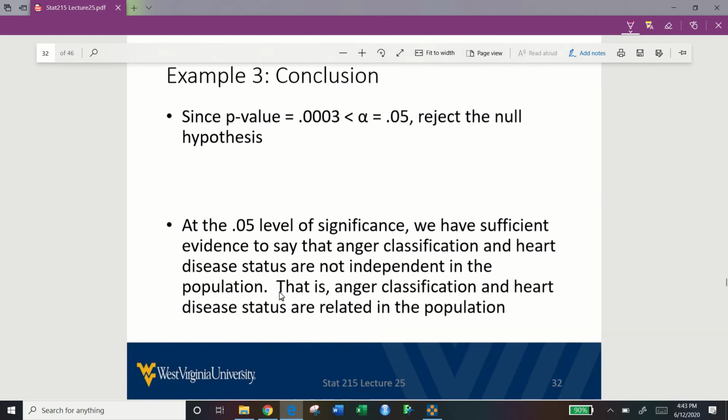And since that is our p-value, which is clearly less than our alpha value of 0.05, we can reject the null hypothesis. This will lead us to state the conclusion: at the 5% significance level, we have sufficient evidence to say that anger classification and heart disease status are not independent in the population. That is, anger classification and heart disease status are related.